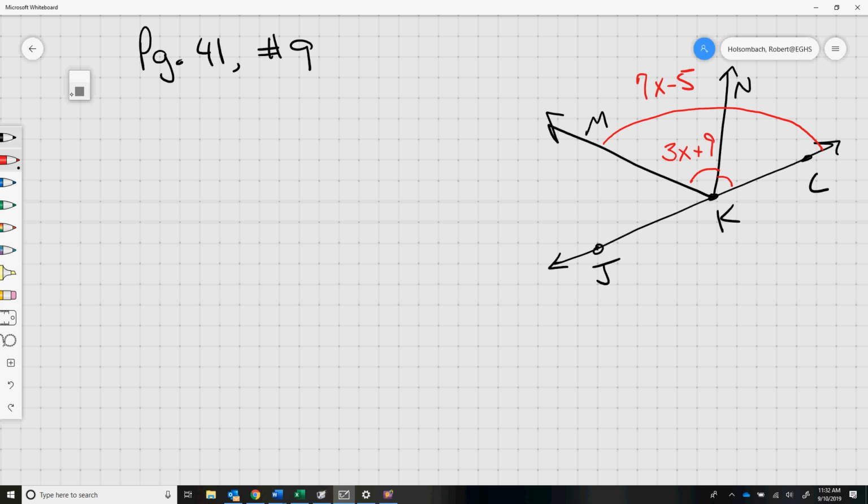Find the measure of LKM. So you need the measure of angle LKM. Here's the angle you need, and here's the expression that represents that angle. So if angle MKN is 3x plus 9, what's the measure of NKL? They're congruent to each other, right? So they're the same. So this is also 3x plus 9.